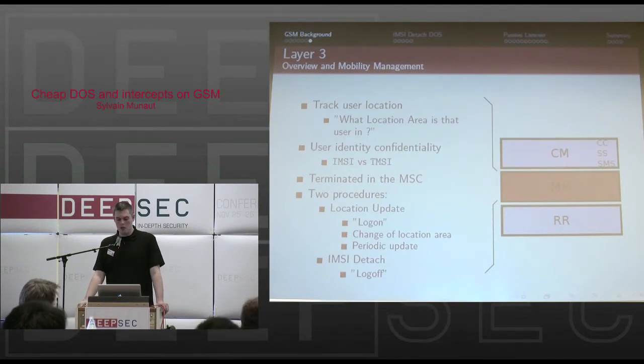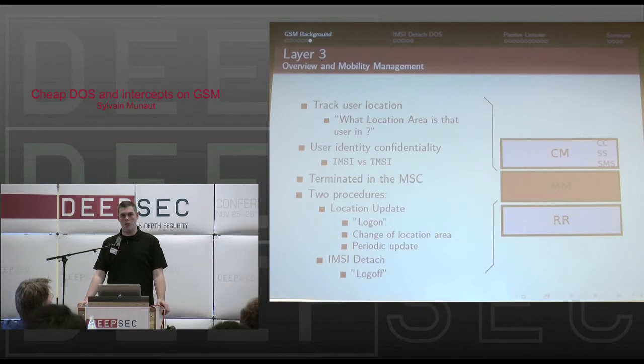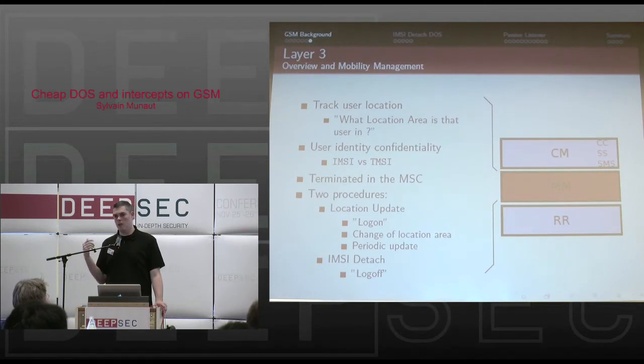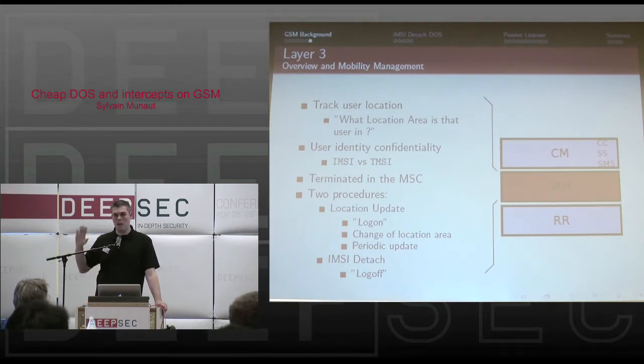It also ensures user confidentiality, things like that. To accomplish this goal, it uses 2 main procedures. The first is called the location update. This procedure is used in 3 separate cases. First, when you turn on your mobile phone, you log into the network. Second, when you change location area, you tell the network, I moved from this location area to that other one. Third, what's called a periodic update: basically, without any other reason, your phone will contact the BTS to say, I'm still here.